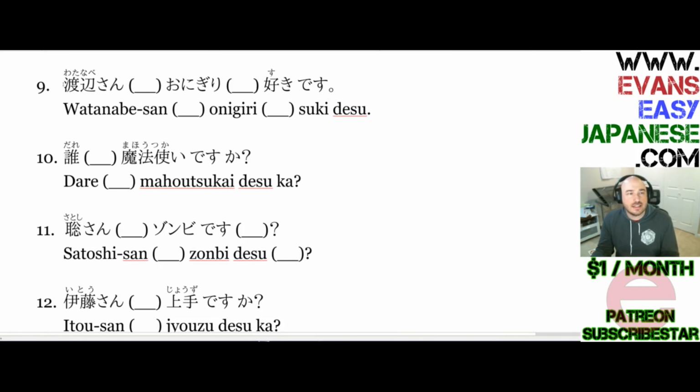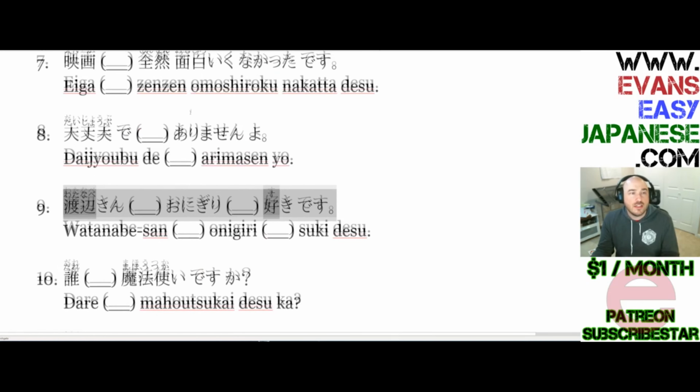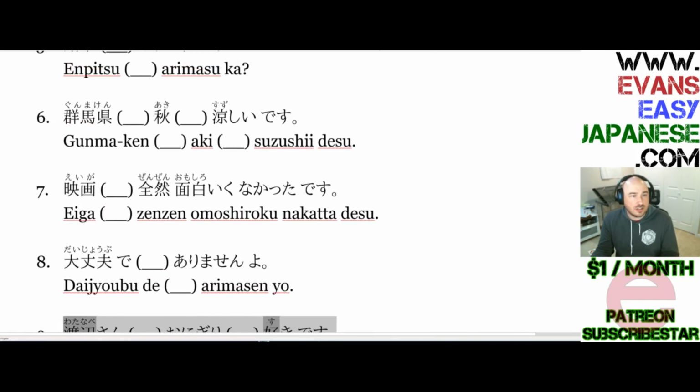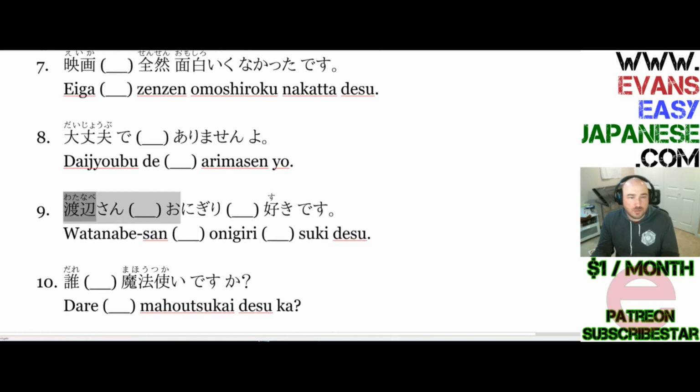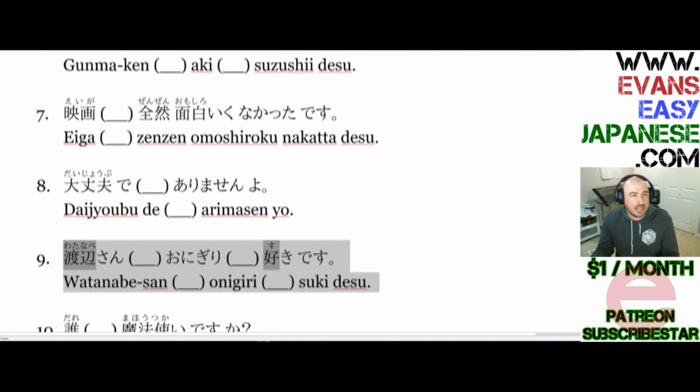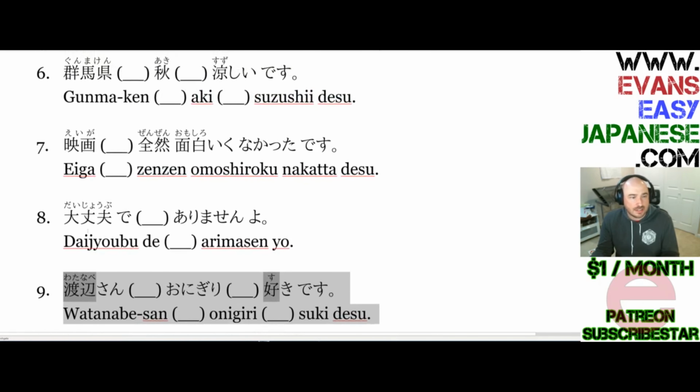So you see how that sentence is, as for Watanabe, she likes onigiri? This is the exact same sentence structure as Gunmaken's falls are cool. This sentence, for whatever reason, is difficult for English speakers to get in their brain, whereas this sentence can get inside of our brains better. It's the exact same pattern, with the exact same grammar rules. But even me, it took me longer to get 6 than it took me to get 9.